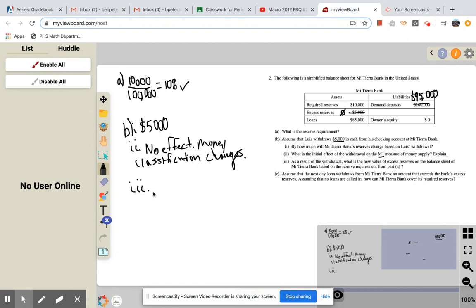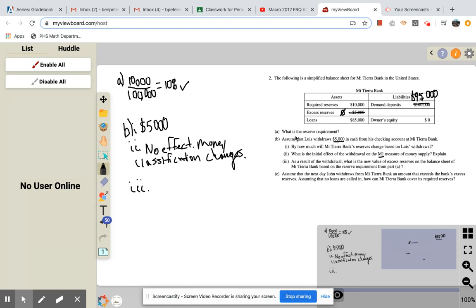Okay, so as a result of the withdrawal, what is the new value of excess reserves on the balance sheet of Tierra Bank based on the reserve requirement from part A? So I told you this is only going to be temporarily zero. Okay, actually, it's never zero. We just left it at zero for just a second here.